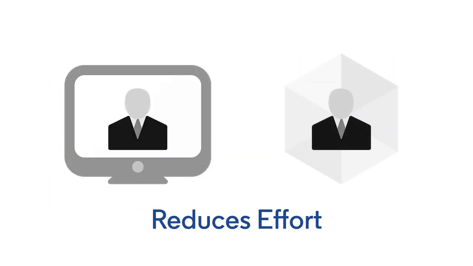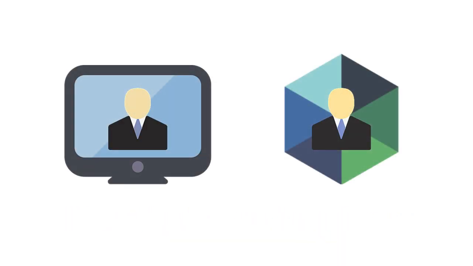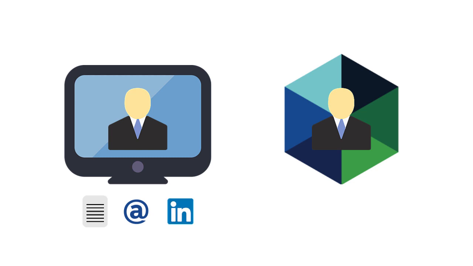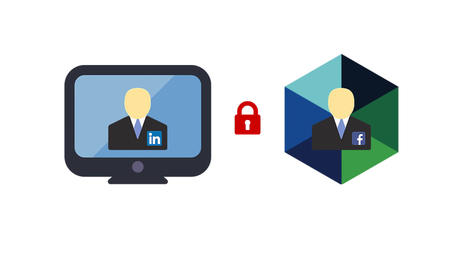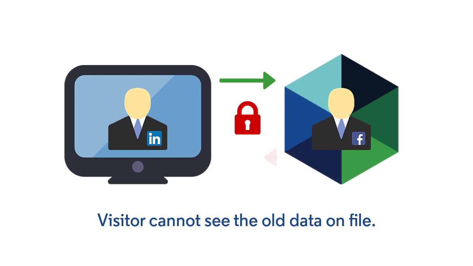The latest update simplifies the process and reduces effort without complicating the candidate experience. If someone applies on your job board with a resume, email address, or LinkedIn profile URL that matches a record already in the system, but they do not use that record's job board credentials, the system will update their existing record with the newly supplied information without allowing that visitor to see the old data on file.